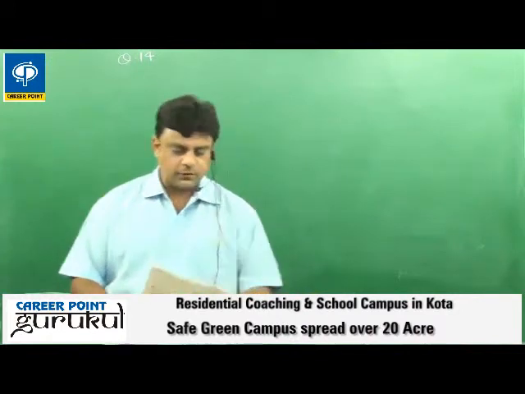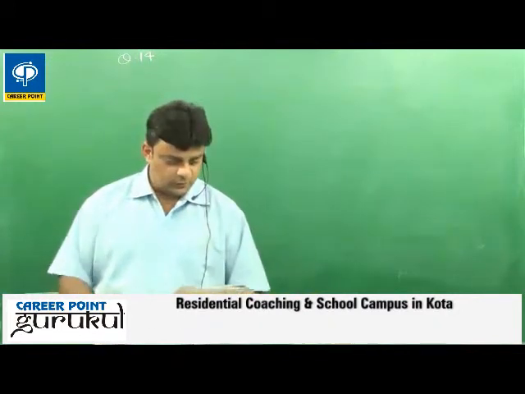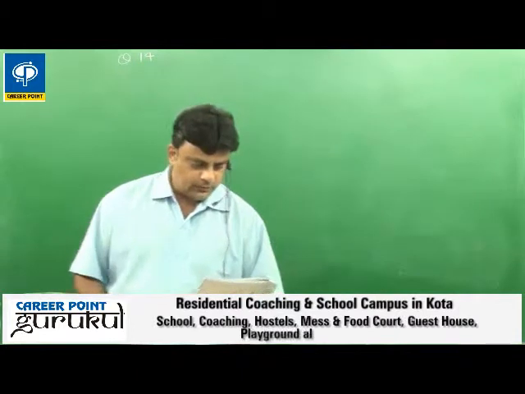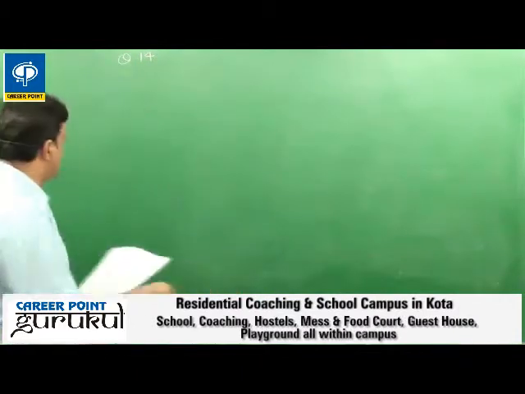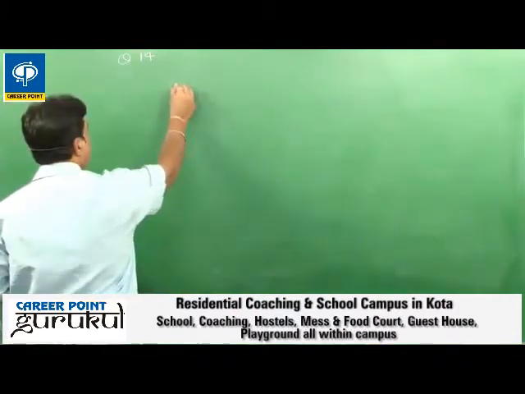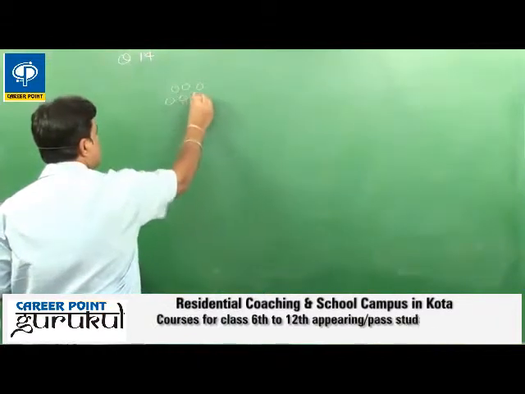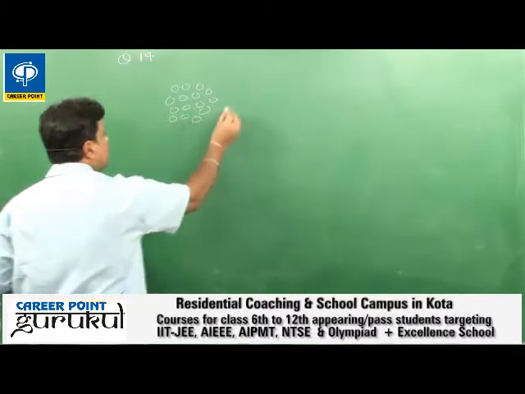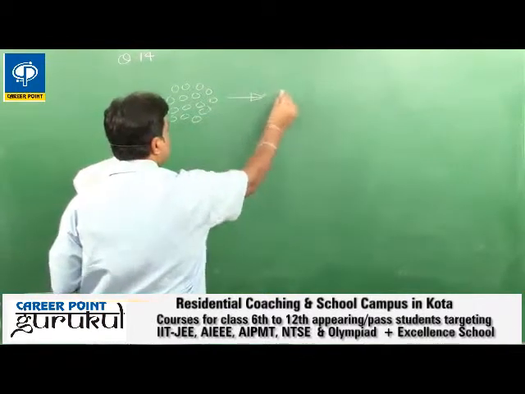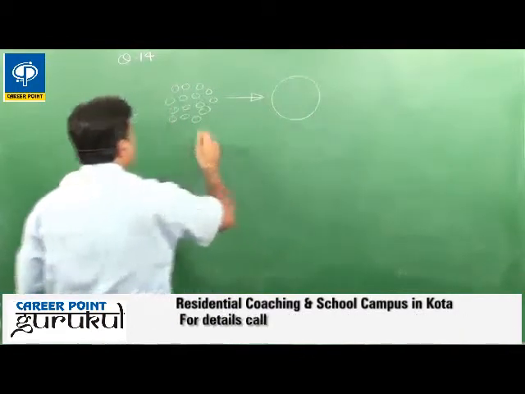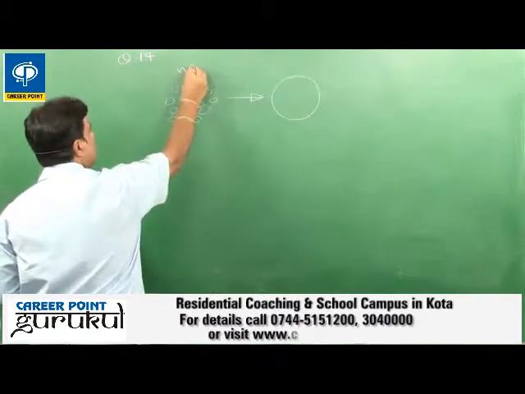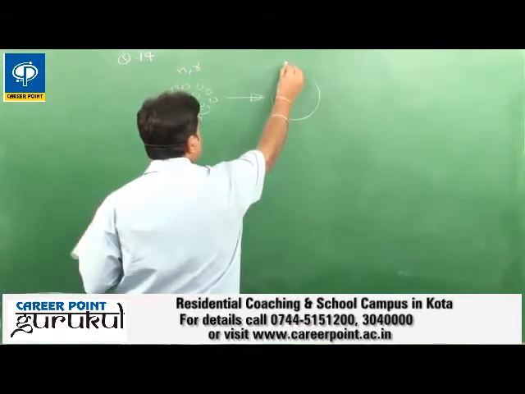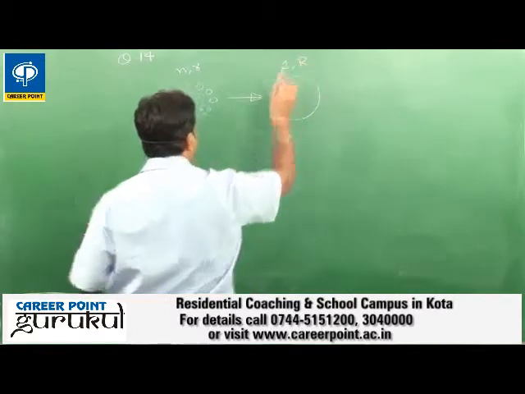I will discuss the paper of AIPMT 2014, question number 14. In this problem, n drops make one big drop. We know that in this process, the total volume of droplets remains the same, but the surface area decreases. Suppose initially we have n drops of radius r and finally one drop of radius capital R.